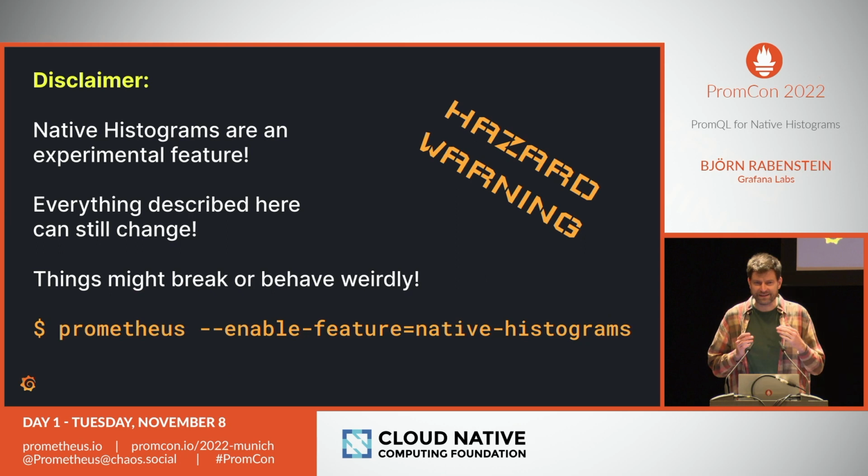Hazard warning. Ganesh said this already, but since you might just watch this on the recording, this is all very experimental. You need a feature flag to activate native histograms on Prometheus. Don't try this in production unless you really know what you're doing, because it might break in weird ways. Also, this feature flag is only gating ingestion. So once the native histograms are in your TSDB, they won't go away anymore, even if you remove the feature flag. Don't do this to your precious production TSDB data.